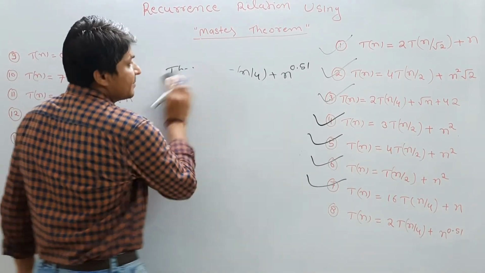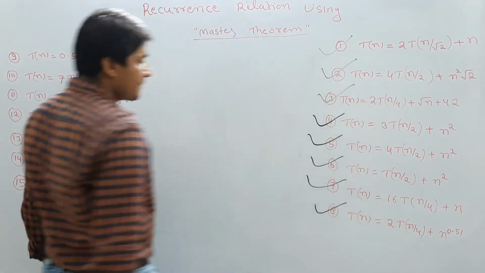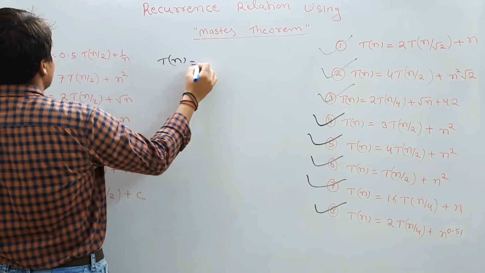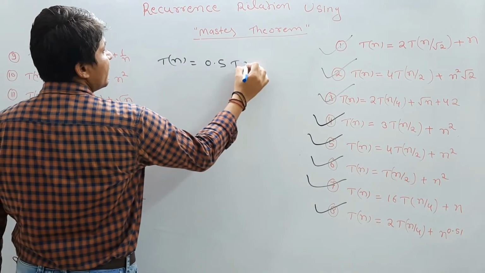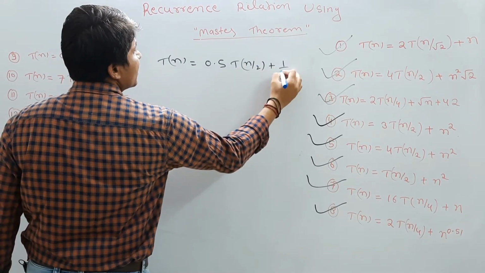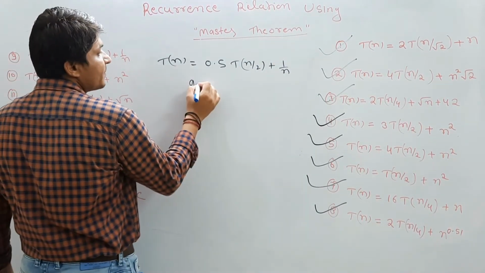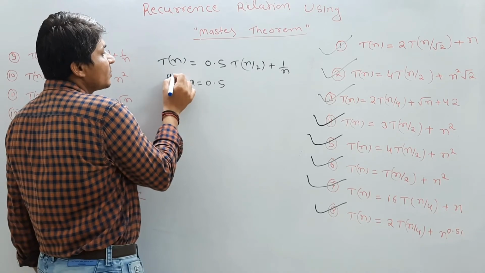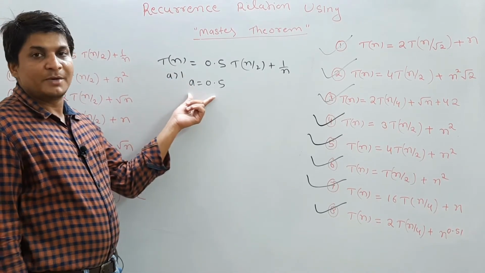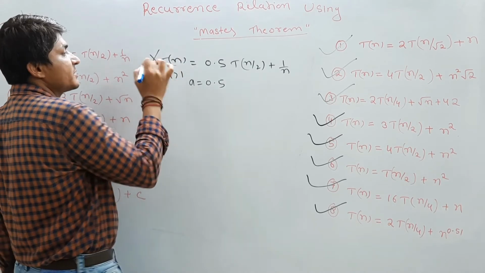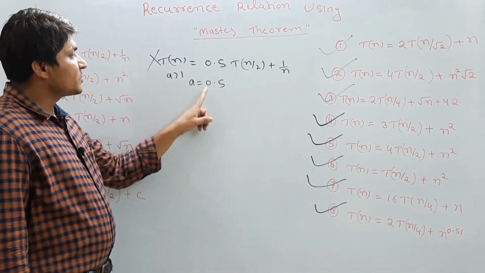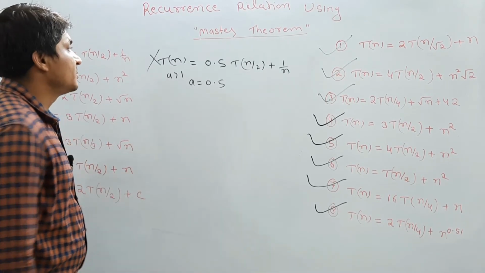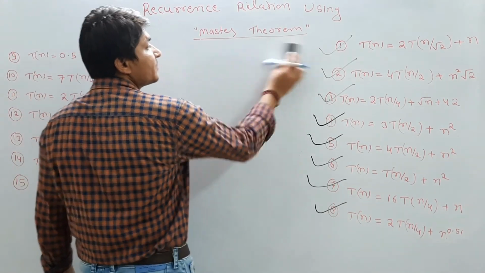So let me solve the next example. This is also done. Now let us take the next example. T(n) = 0.5 T(n/2) + 1/n. See, what is the value of a? a is 0.5. And what does Master's theorem say? a has to be greater than 1. So we cannot apply the Master theorem for this recurrence relation, because the a value is 0.5 and it has to be greater than 1. Then only you can apply the Master theorem.